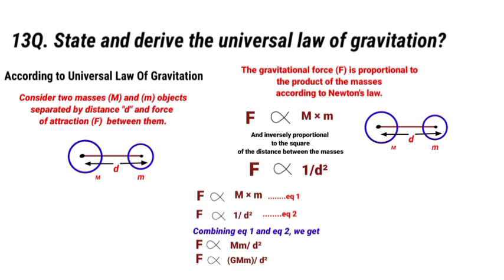Now F is proportional to capital M small m upon d square. Now if we remove the proportionality, we get F equals capital G M small m upon d square, where G is a constant and is known as the gravitational constant. Its value is 6.7 into 10 to the power of minus 11 Newton meter square per kg square. G is called the universal gravitational constant.